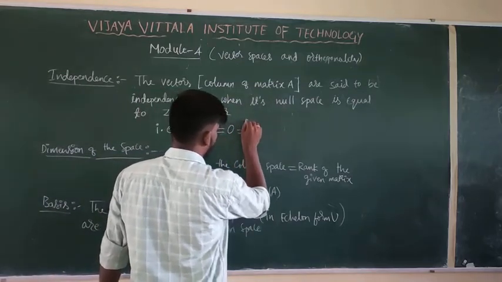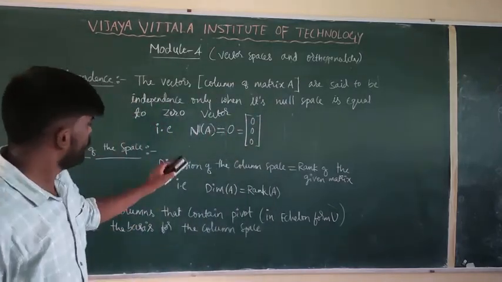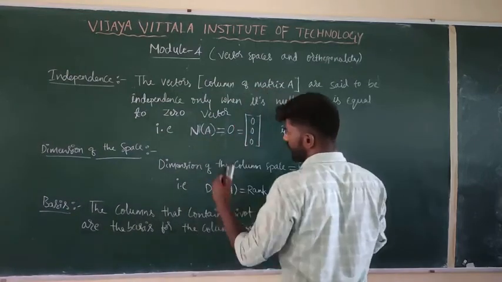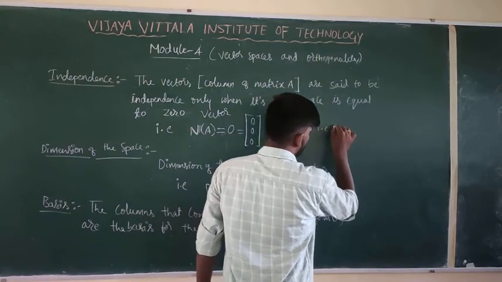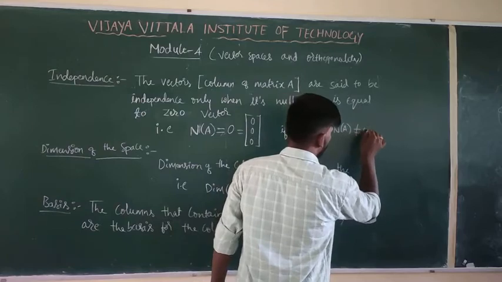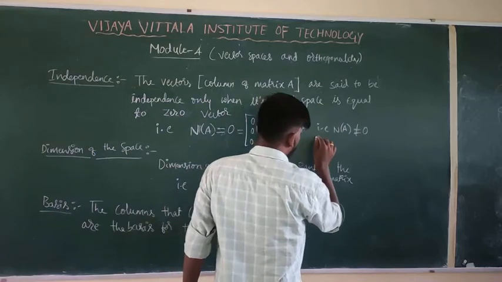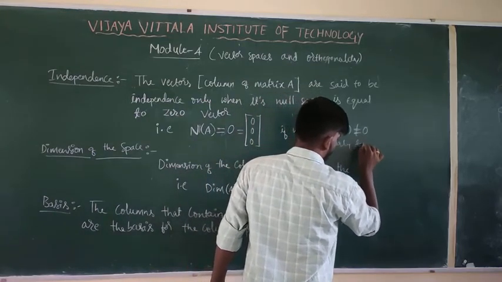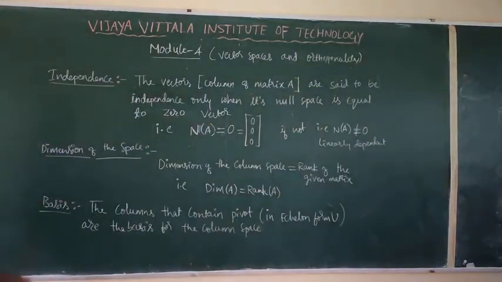The zero vector looks like 0, 0. If the null space is not equal to the zero vector, that is, N(A) is not equal to 0, then we say that the vectors are linearly dependent vectors. Okay, that is independence.